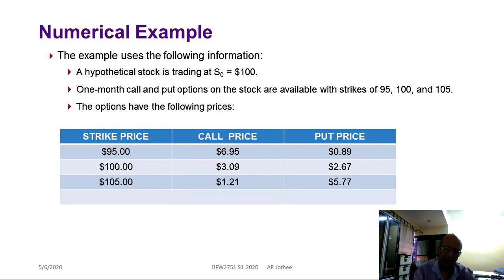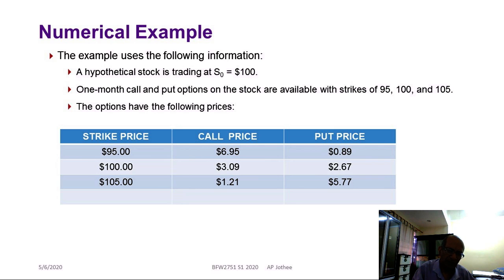Okay, numerical example. Let us have a look at the numerical example to make your bull spread very, very easy to understand. This example uses the following information. A hypothetical stock is trading at S0 is 100, assuming that S0 is 100 now. 1 month call or put options are available. The stock is available at a 95 strike, $100 strike, and 105 strike. The options have the following prices.